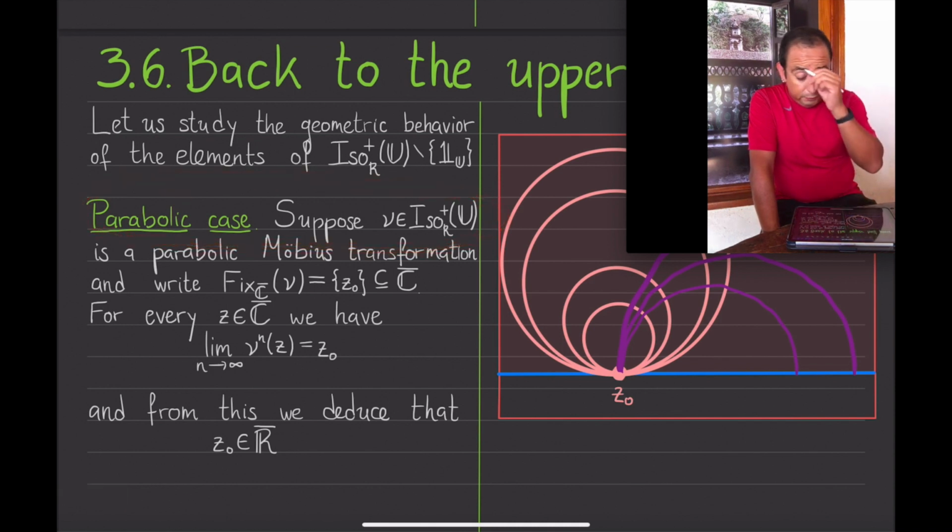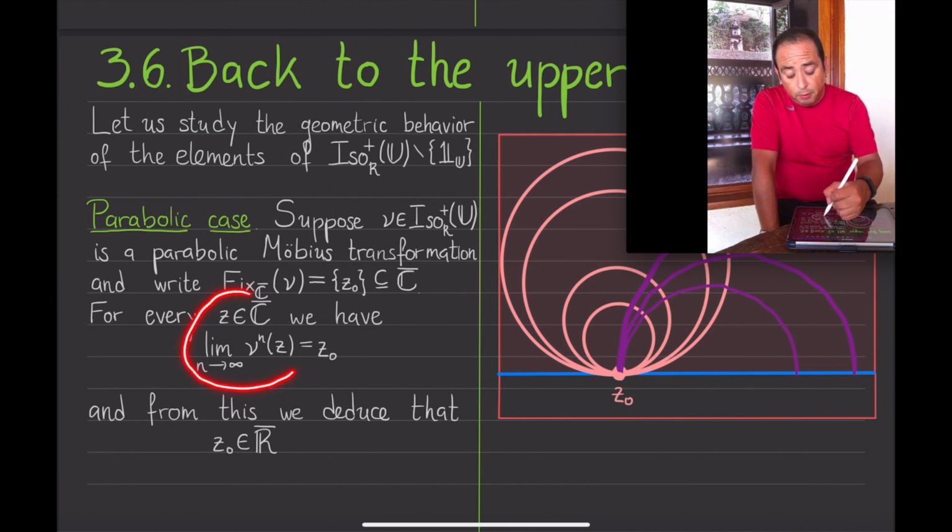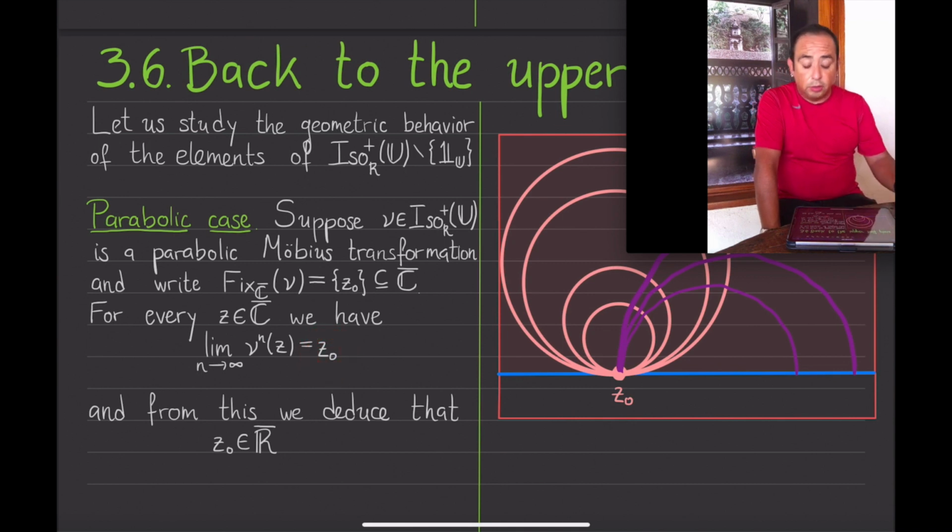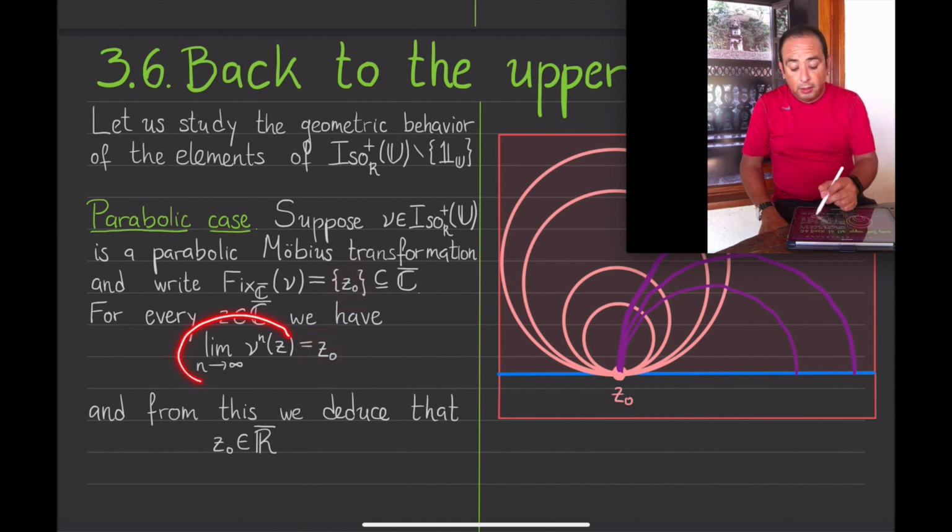By definition it has only one fixed point in the Riemann sphere, in C bar. Something to notice is that for any point we pick in C bar, the limit of the iterations of my transformation at that point is always Z naught. So Z naught, the fixed point, always attracts the iterations of the Mobius transformation at any point.